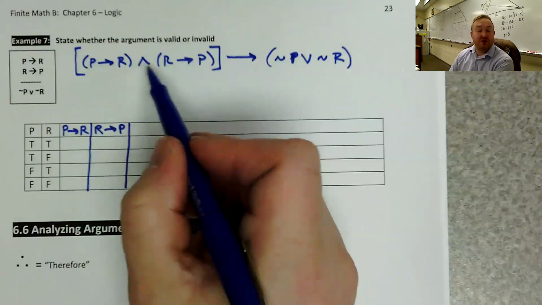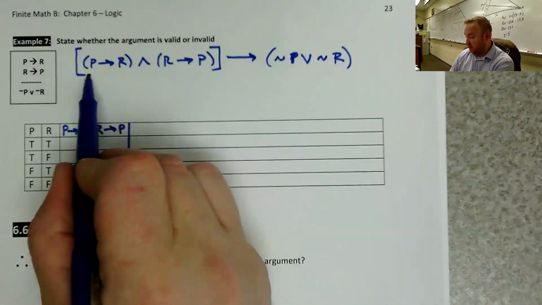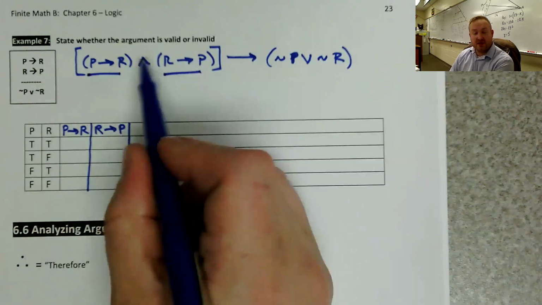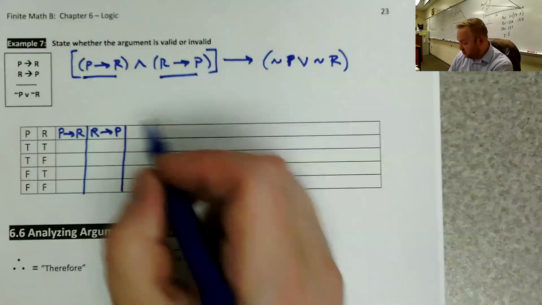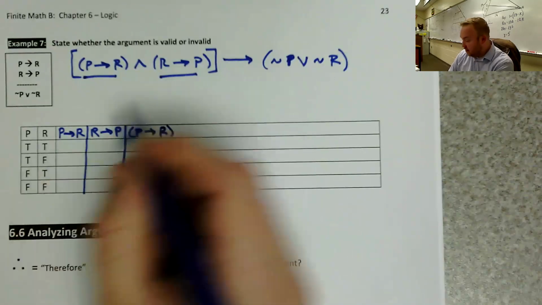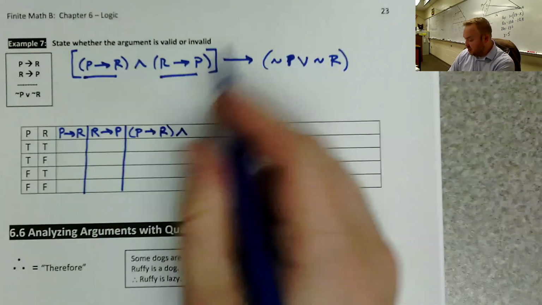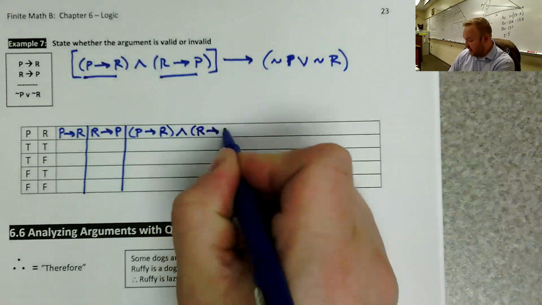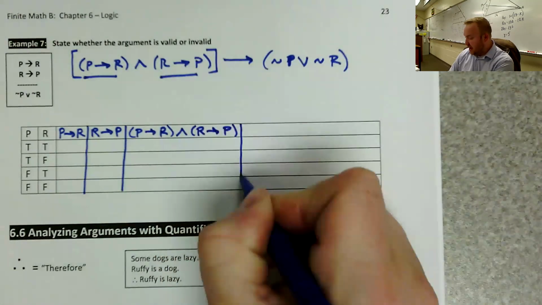Now I'm ready to do this conjunction because I have a column for this and I have a column for this. So I can do the conjunction of the two. So we'll do P implies R, which I've got that column here, and which is the conjunction, and then R implies P. Okay, there's that column.